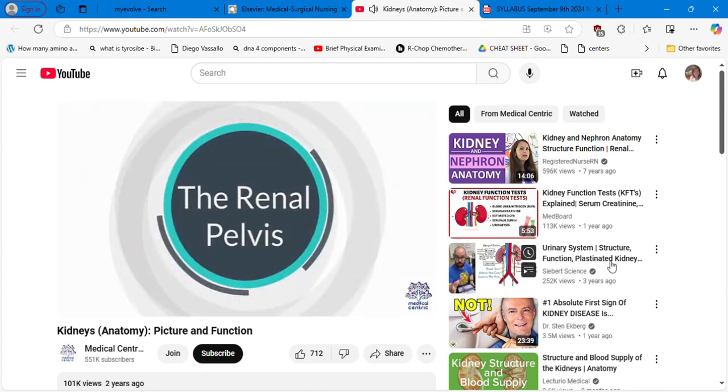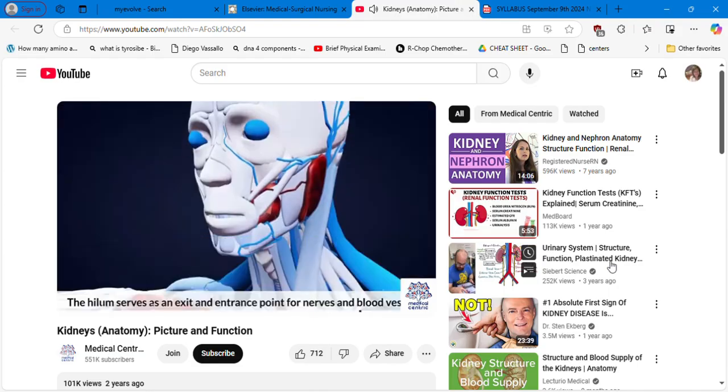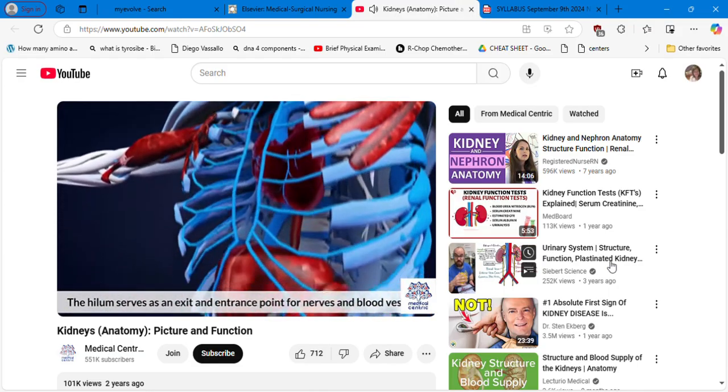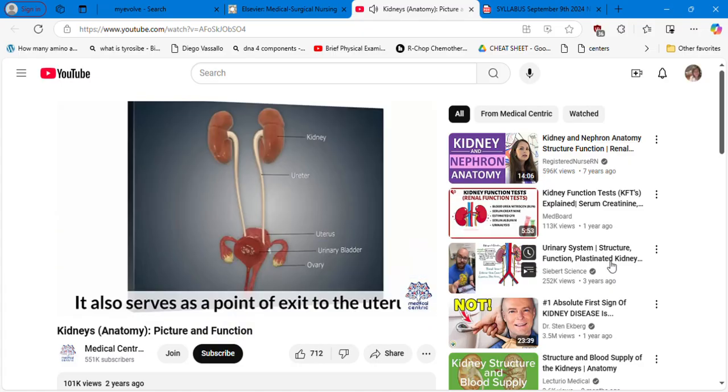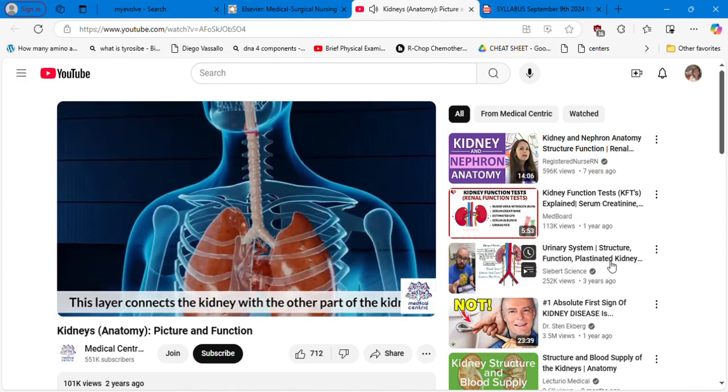The renal pelvis. The hilum is contained in the renal pelvis. The hilum serves as an exit and entrance point for nerves and blood vessels. It also serves as a point of exit to the uterus. This layer connects the kidney with the other part of the kidney.